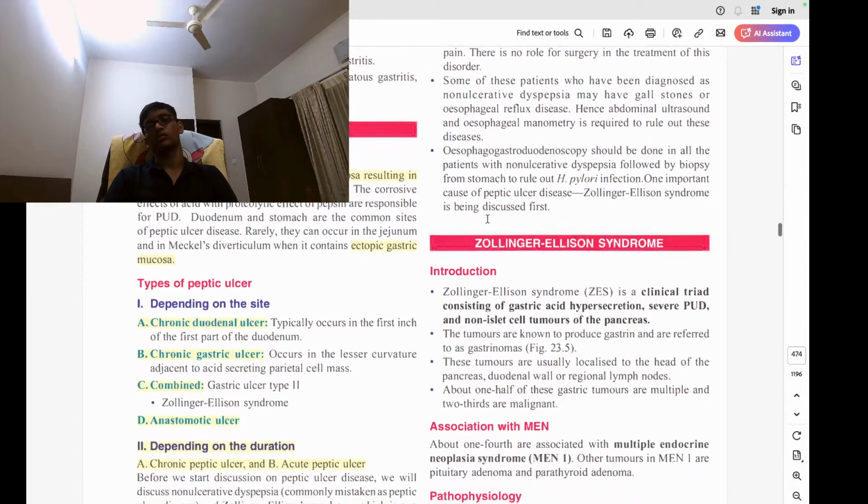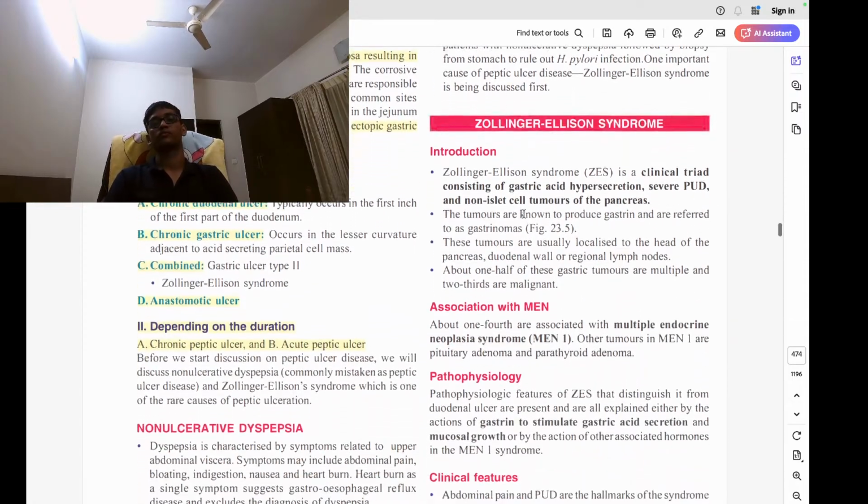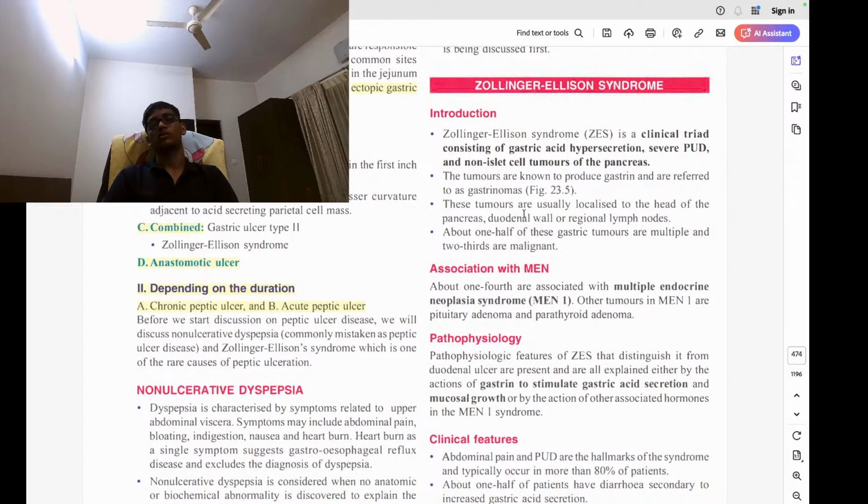First, let's discuss Zollinger-Ellison syndrome. Zollinger-Ellison syndrome (ZES) is a clinical triad consisting of gastric acid hypersecretion, severe PUD, and non-islet cell tumors of the pancreas.